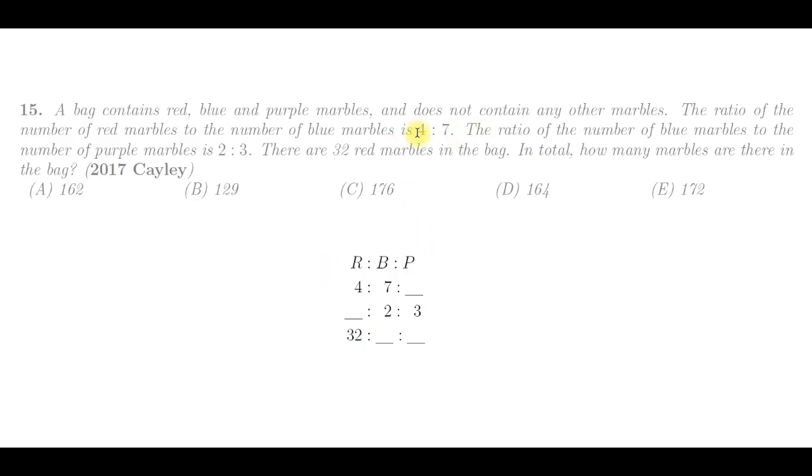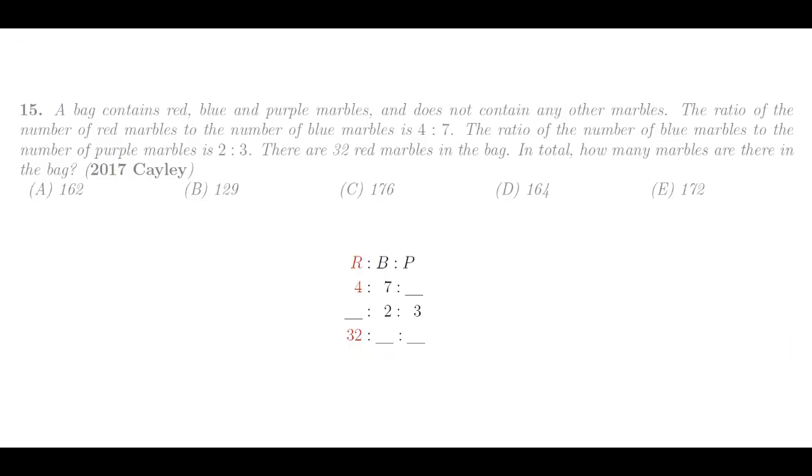So I can write out this first ratio as 4 to 7 to something. Same thing with the second one. I can just leave blank the stuff that I don't know. And I can actually take this 32 red marbles and put it down here. These are all representing the same things. These are all equivalent ratios, so we should be able to get them to match up.